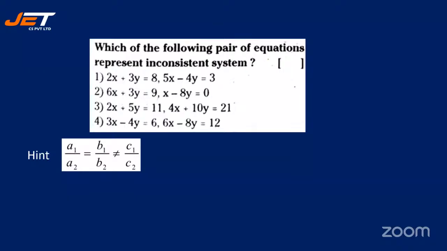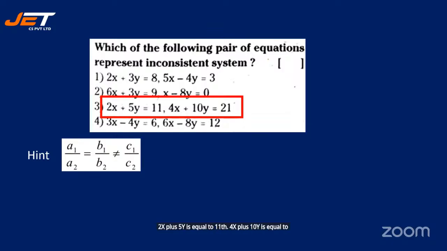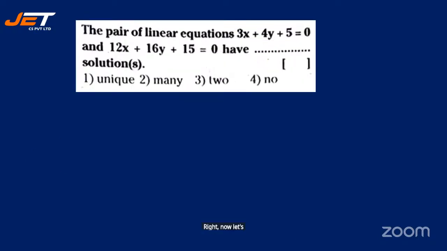I hope you all are doing it, students. Okay, let's see. It is option 3. 2x plus 5y is equal to 11, 4x plus 10y is equal to 21. Right, now let's move on to the next question. The pair of linear equations 3x plus 4y plus 5 is equal to 0, 12x plus 16y plus 15 is equal to 0 have dash solutions.